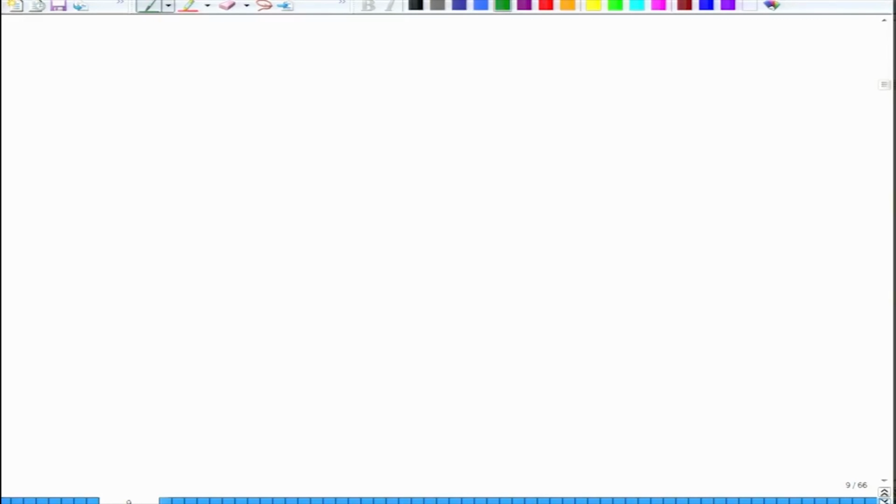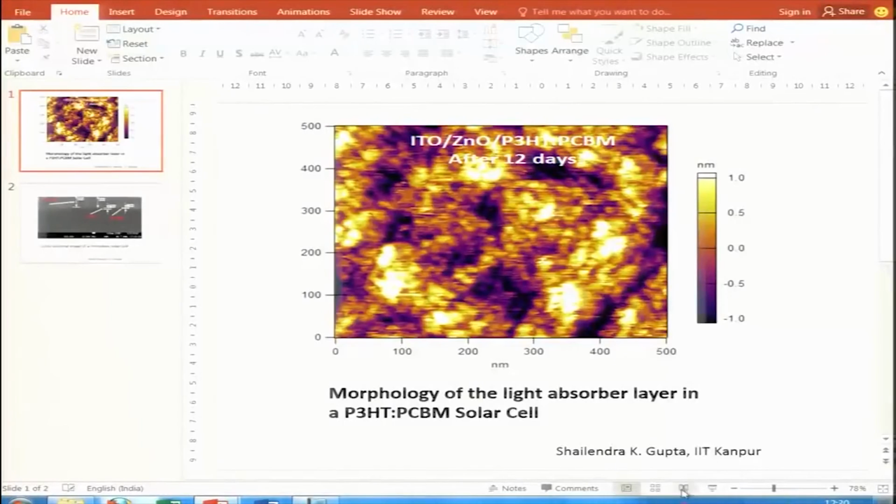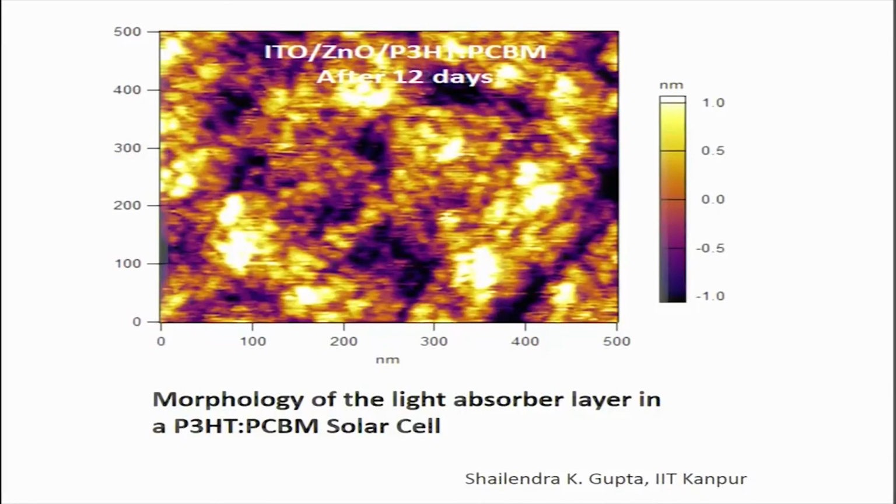So, I will show you the image of what we get in reality. In reality, we will get a structure like this. This is basically a solar cell which uses the ITO electrode and zinc oxide as electron transport layer, P3HT PCBM as a donor acceptor layer, and then on top we have molybdenum oxide as a hole transporting layer, and then silver as a top electrode. You can see there are different phases. They are dispersed at nanoscale. This is an atomic force microscope image. The whole image size is 500 nanometers, so the feature size here is of the order of about 20 nanometers or so.